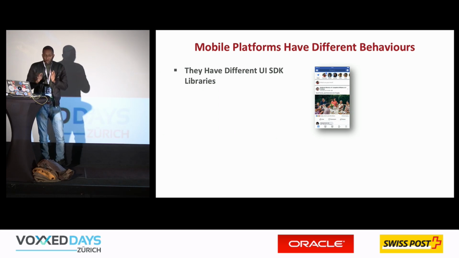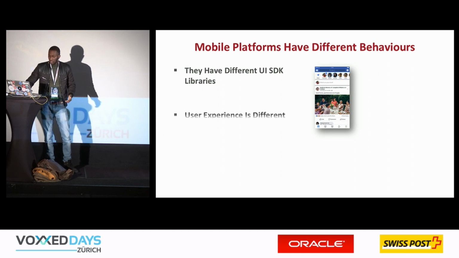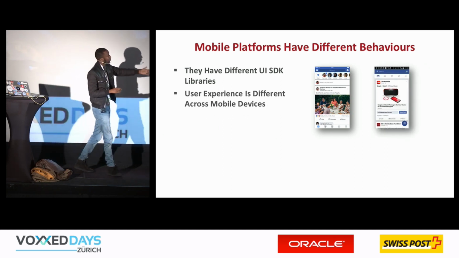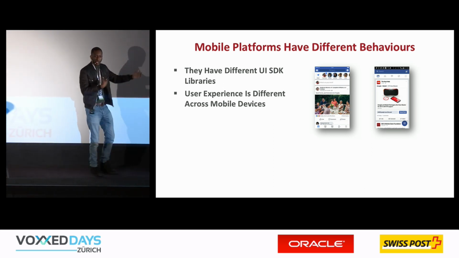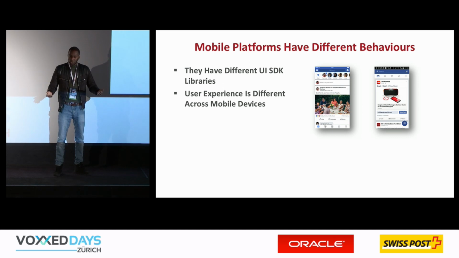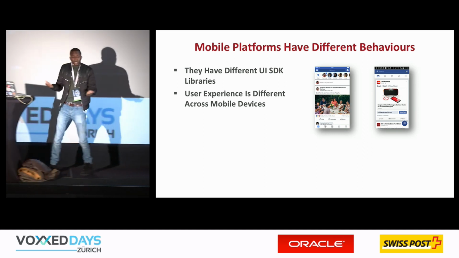Different mobile operating systems have different UI SDK libraries. They give you different components. The users have different user experience. This is Facebook on iOS and Android. I don't even need to tell you which is iOS and Android. The iOS users will know which one it is. The Android users will know. Some of you are going to be looking like, what is that? Because you've never seen that version of Facebook. You experience different user experiences.